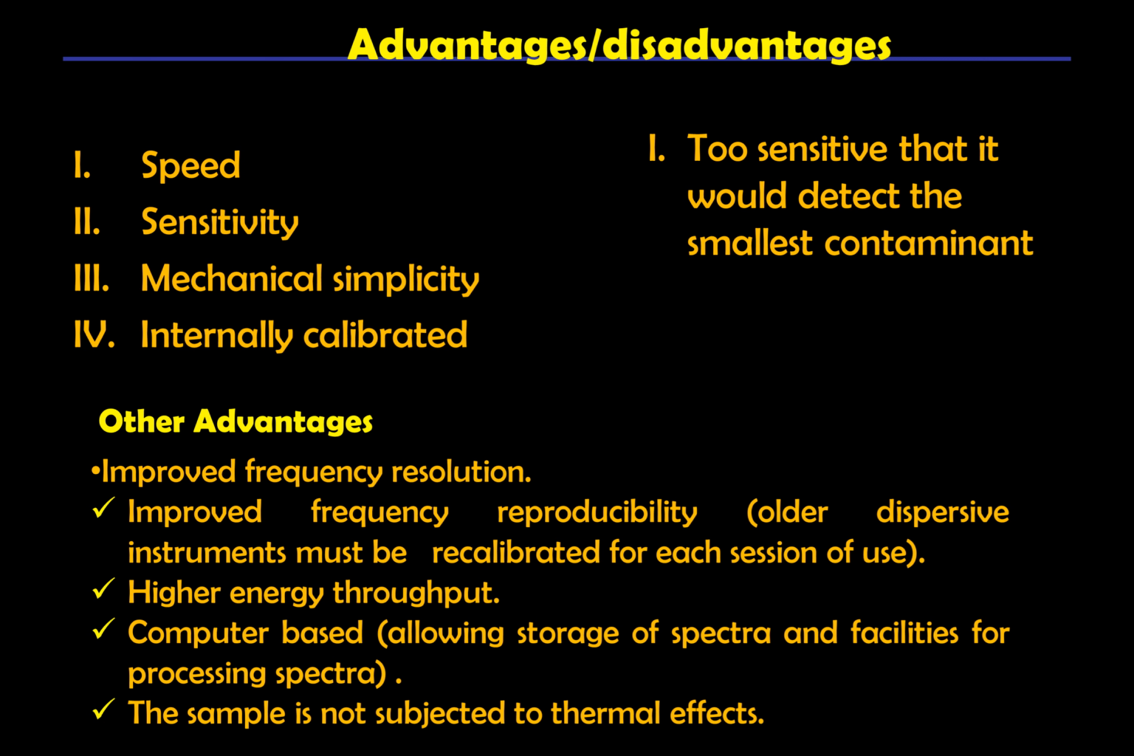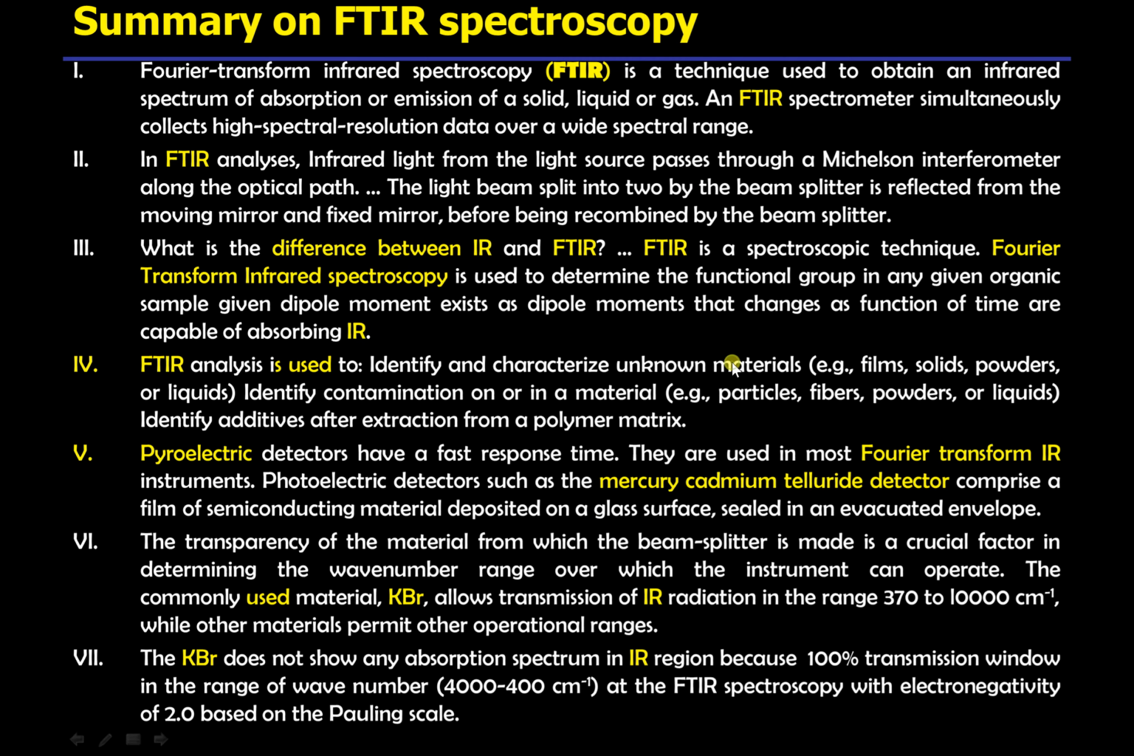Advantages: it's very speedy, very sensitive, mechanically simple, internally calibrated, and so sensitive that it would detect the smallest contaminant. Other advantages are improved frequency resolution and improved frequency reproducibility compared to the older dispersive instruments, which must be recalibrated after each use. Higher energy throughput, computer-based, allowing storage of spectra and facilities for processing the spectra, and the sample is not subjected to thermal effects.